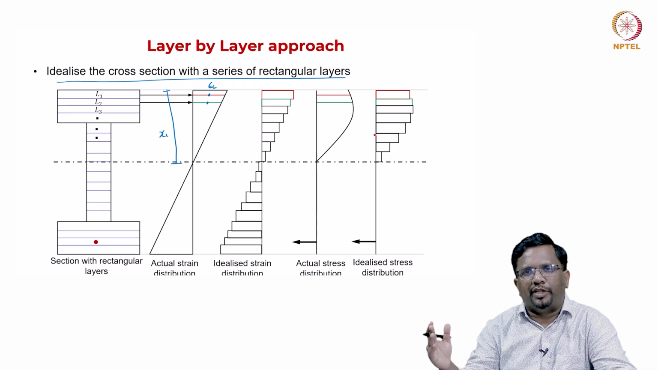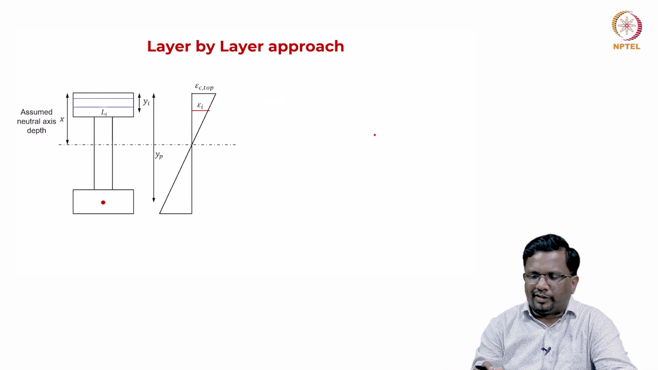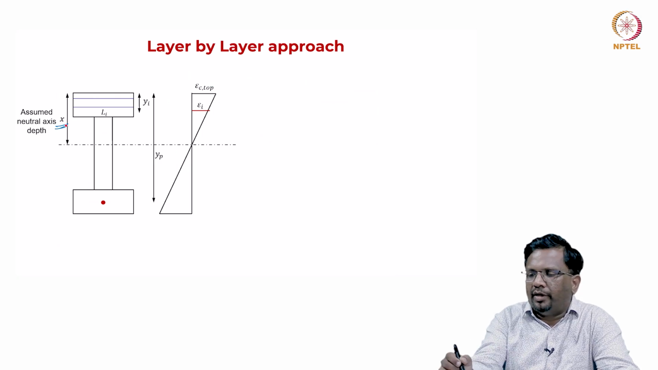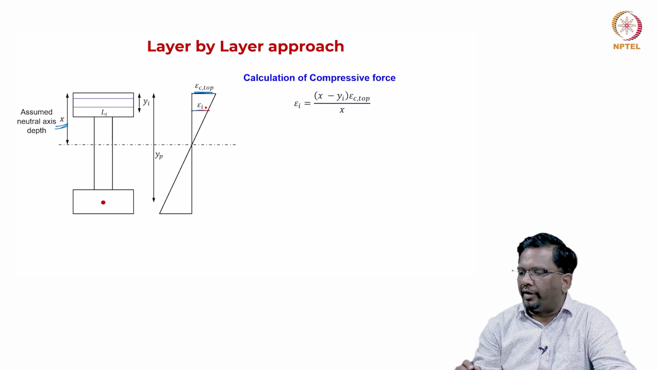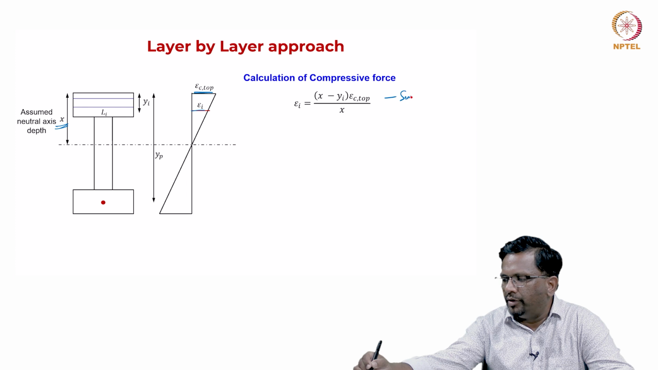Stress multiplied by the area of the layer will give me the force. So, you can get this. So, this is the example, right. We have assumed some neutral axis depth x, and I assume some strain at the top. So, at any layer, epsilon I can quickly calculate using similar triangles. Again, this is from similar triangle, right.